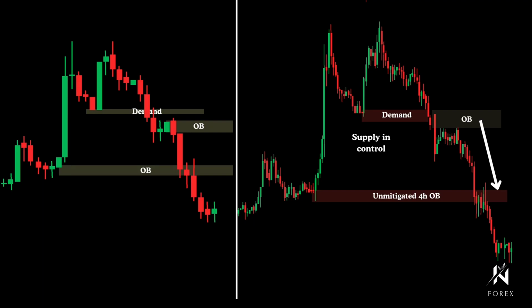Now, let's shift focus to our entry techniques. In this second phase, we monitor the lower time frames to enter trades using one of 3 specific entry models. The initial setup is known as the supply and demand flip.